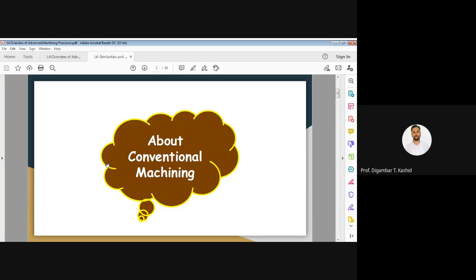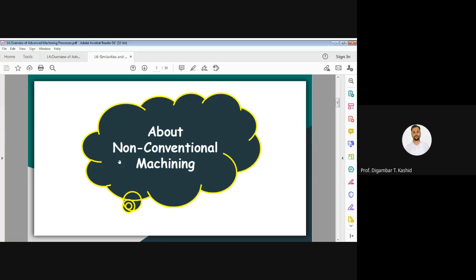What are the examples of conventional machining? Turning, threading, facing, drilling, boring, milling, shaping. These are all conventional processes. Such conventional machining processes are unable to cope with the ever-growing demands of miniaturized products with high surface quality and close dimensional tolerance. To overcome the limitations of the conventional method, we have to go with non-conventional machining.